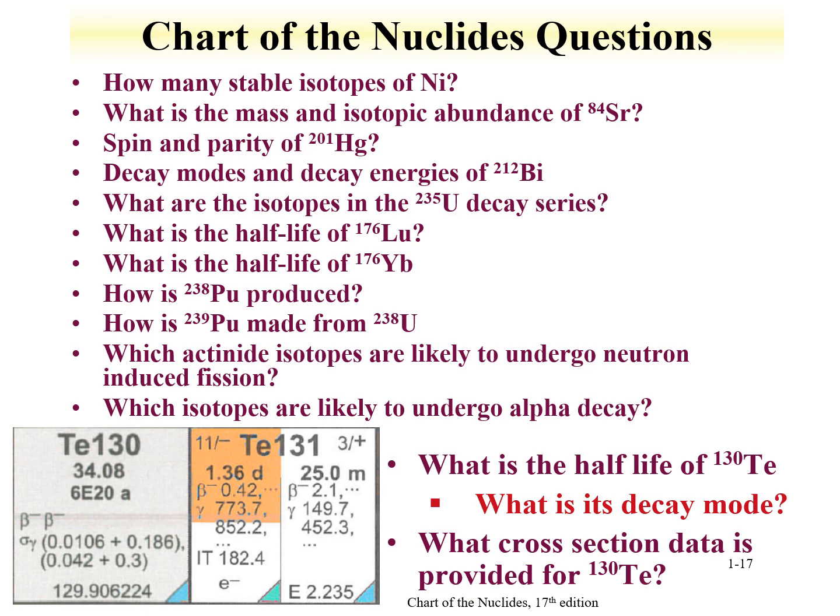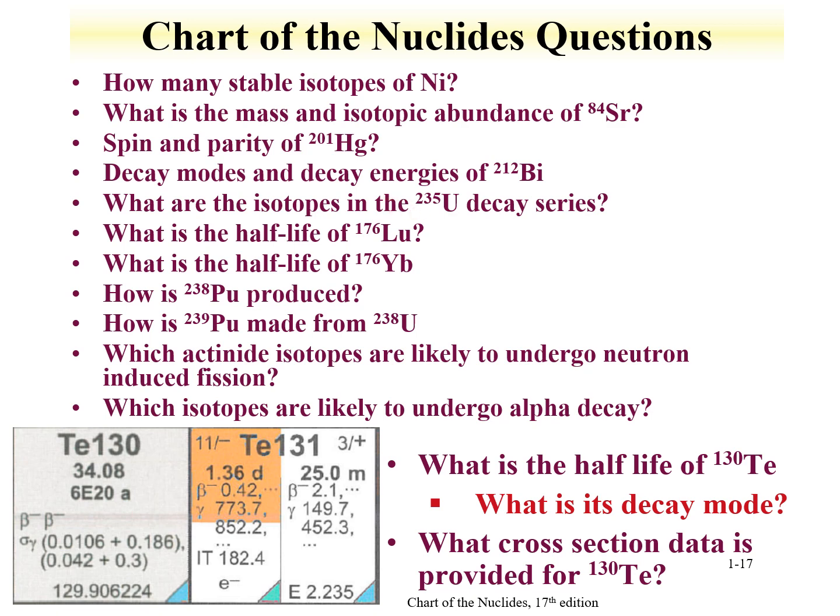Okay, you should be able to identify questions like how many stable isotopes of nickel are there. Go to nickel, count the number of gray boxes. What's the mass and isotopic abundance of a given isotope, for instance, strontium-84? The spin and parity of an isotope. The decay modes, and so we talked with bismuth-212. What are the isotopes of a given series?